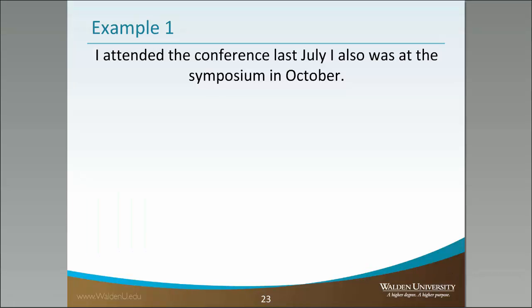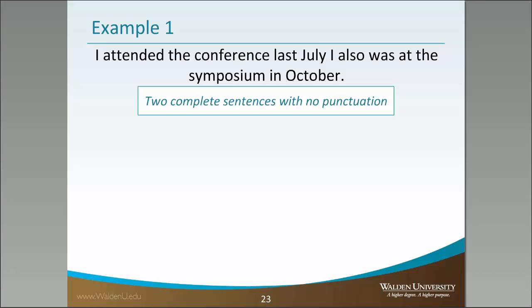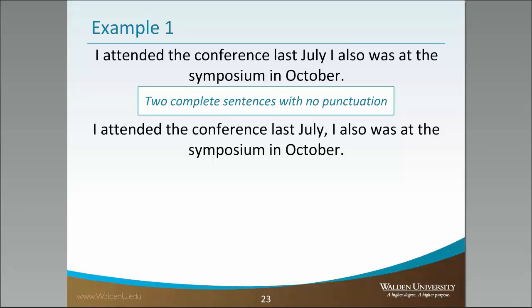So here's one example of a run-on sentence. I attended the conference last July. I also was at the symposium in October. So we have two complete sentences here. I attended the conference last July, and I was also at the symposium in October, but there's no punctuation between them. So some people may revise this by adding a comma.